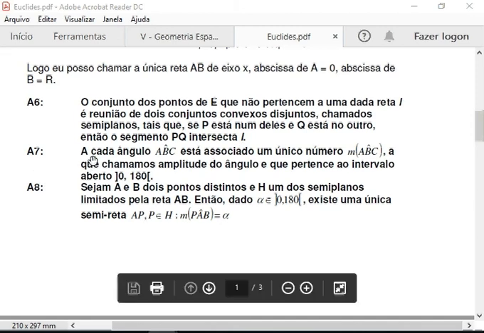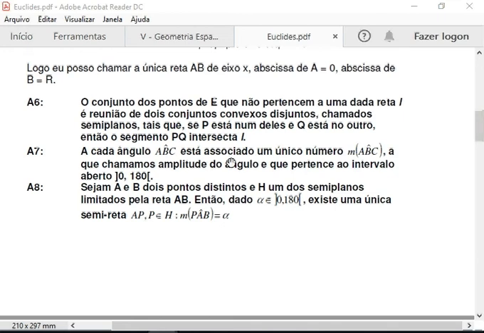A7. To each angle ABC is associated a single and only number m of ABC, which we call the amplitude of the angle, the measure of the angle. And this number is in the open interval 0, 180 degrees, different from 0, different from 180.